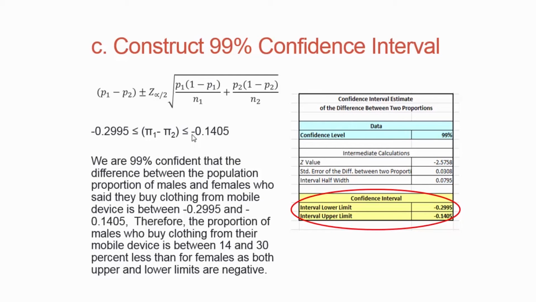And this is the way I wrote it down here. We're 99% confident the difference between the proportions of males and females who said they buy clothing from their mobile device is between negative 0.2995 and negative 0.1405. Therefore, the proportion of males who buy clothing is between 14 and 30% less than females, as both limits are negative. That's the key thing. If the values are both the same sign, that tells me there is a difference. If one is negative and one is positive, I would have zero confidence that there is any difference, because the difference might be equal to 0.